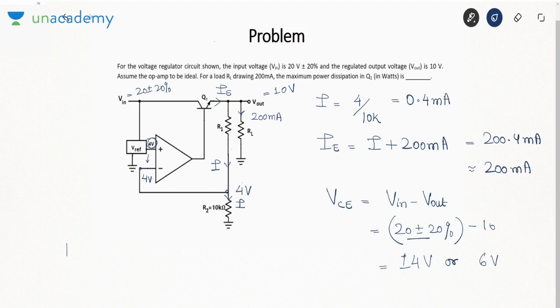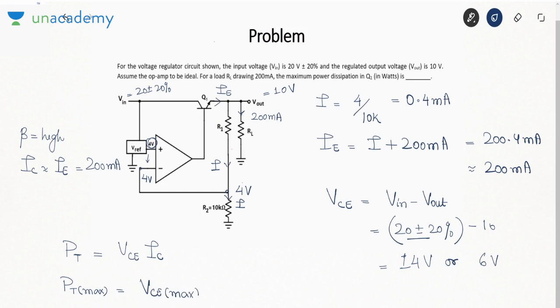But we need maximum power dissipation in the transistor. What is power dissipation? VCE into IC. If you assume that beta is high, IC is approximately IE, that is 200 milliampere. So if you want maximum power dissipation, you need to take the maximum value of VCE. Maximum value is 14 into 200 milliampere, that is 2.8 watt. That is the maximum power dissipation that can happen in the transistor Q1.